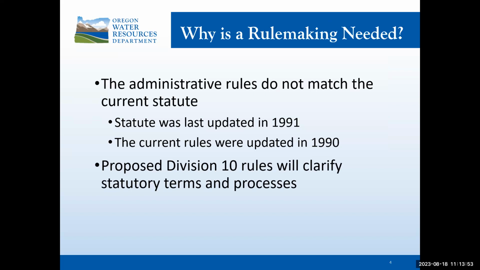So next, I'm going to talk about why a rulemaking update was needed for the Division 10 rules. So the administrative rules currently do not match the current statute. The statute for critical groundwater area designation was last updated in 1991, and the current rules that are on the books were last updated in 1990. So the two are out of sync and need to be brought into compliance with each other. The second piece is that the proposed Division 10 rules are going to help clarify some statutory terms and processes within the current critical groundwater area statutes.